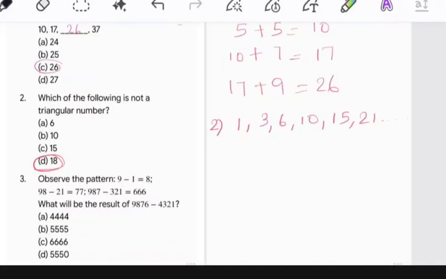Okay. Question number 3. Observe the pattern. 9 minus 1 is 8. 98 minus 21 equals 77. 987 minus 321 is 666. This is a very tricky question, so you have to answer by your own. I will give you some clues. Here the rule: each result consists of a single digit repeated, and the digit decreases by 1 in each step. So find out the answer and let me know in comments, okay? This question you have to do by yourself. This is a very funny question.